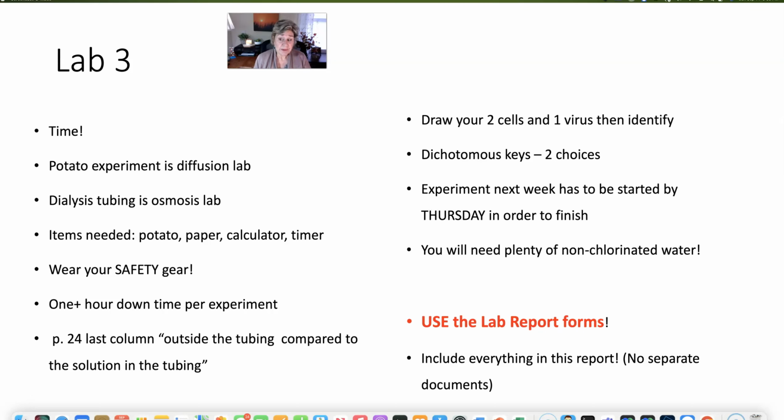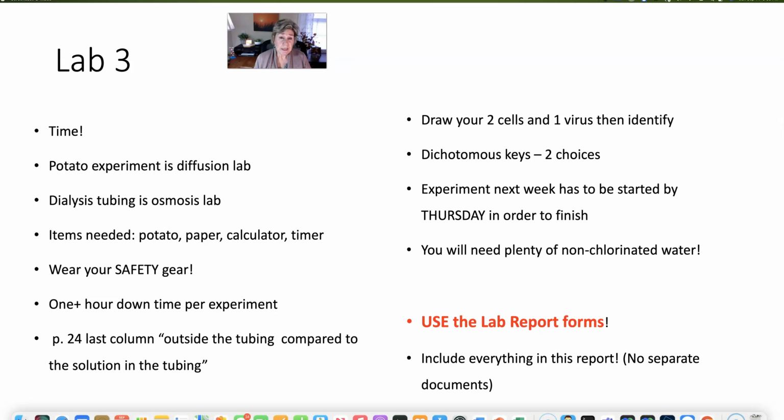And you're going to need plenty of non-chlorinated water. You cannot use tap water to do that experiment. Now, all of us have bottled water now, and none of that bottled water has chlorine in it, so you can use bottled water. You can use filtered water, but not water straight out of the tap. You will kill those peas, and then you won't get any results whatsoever. So just saying.